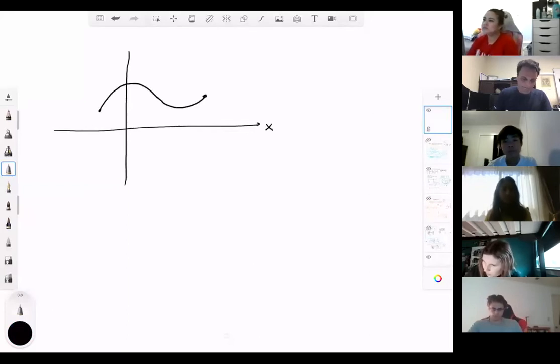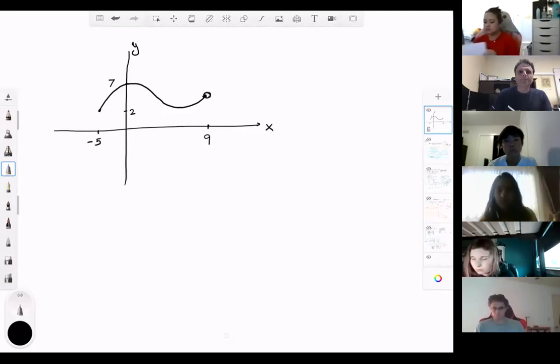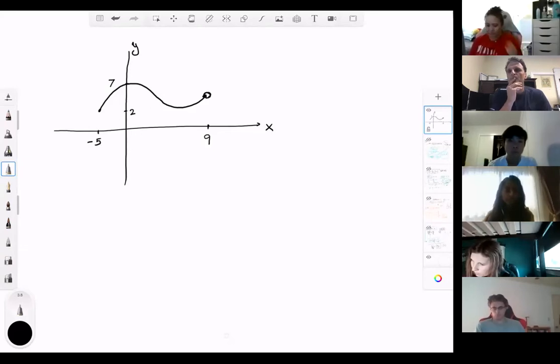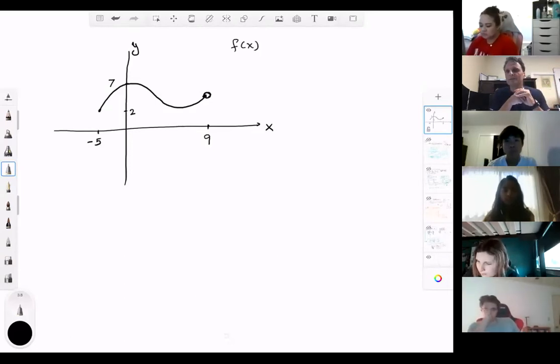This is x, that's y. And I give you guys a graph, which goes from negative 5, 9 to 7, 2. My question is, if I call this one f of x, is this a function?